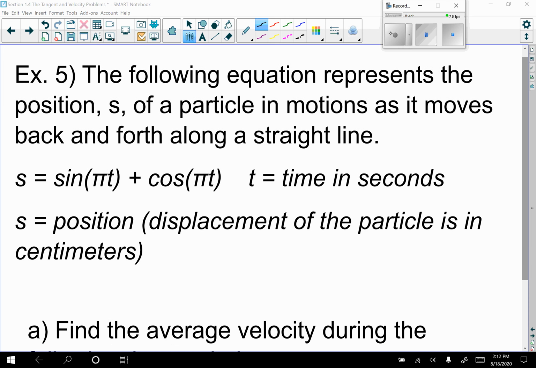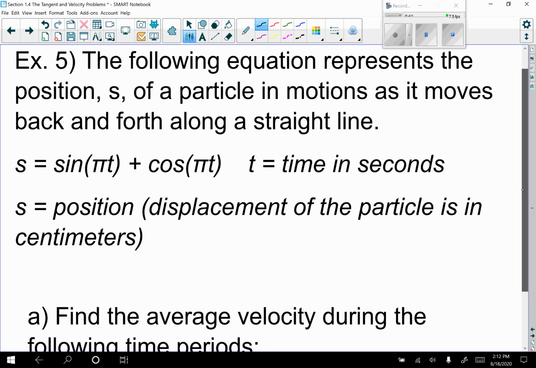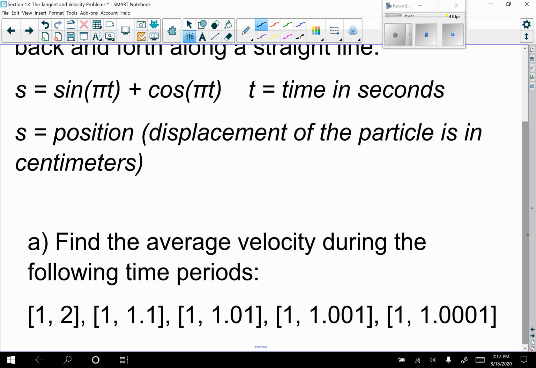Okay, so this one is very similar to the last one. However, if you're going to use your calculator, make sure you're in radian mode. We are going to need it because a lot of these values are not going to be easy to calculate. Just the very first one will be, but all these others we are going to type into our calculator. So this is the function we're using. t is the time in seconds, and s is the displacement of the particle, the position there. It's in centimeters.